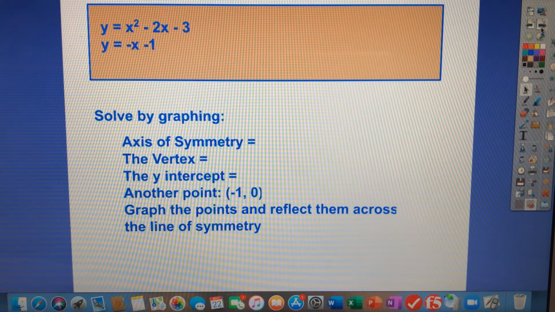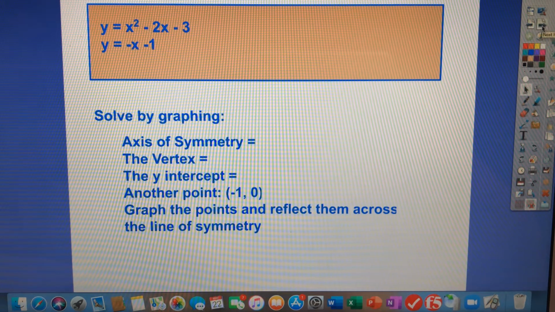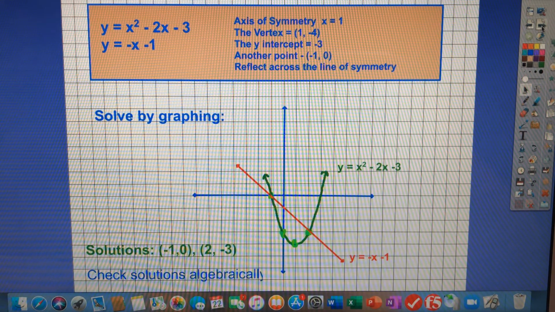I can do my axis of symmetry, my vertex, the y-intercept. I can choose another point, so I can graph the points. I can reflect them across the line of symmetry, and then obviously I can graph my linear one way. So here, I took my equation and I graphed my parabola the old-fashioned way.